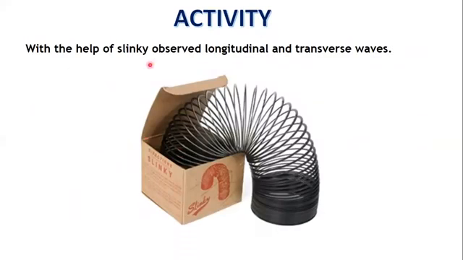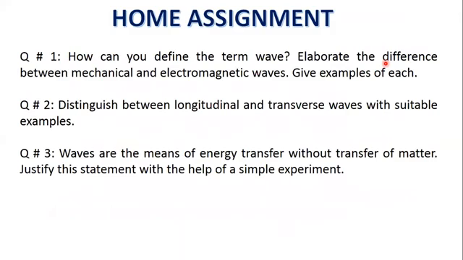Activity: with the help of a slinky, observe longitudinal and transverse waves. This is your home assignment. Question number 1. How can you define the term wave? Elaborate the difference between mechanical and electromagnetic waves. Give example of each. Question number 2. Distinguish between longitudinal and transverse waves with suitable examples. Question number 3. Waves are the means of energy transfer without transfer of matter. Justify this statement with the help of a simple experiment.